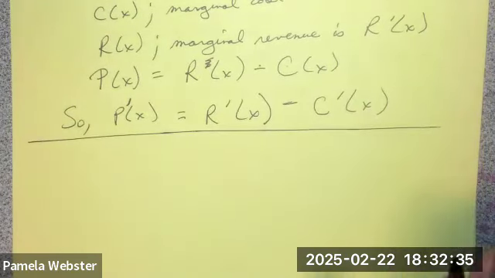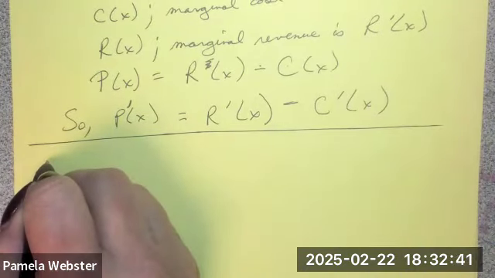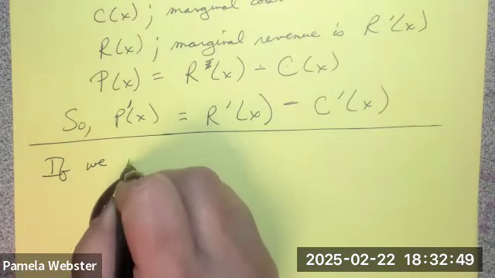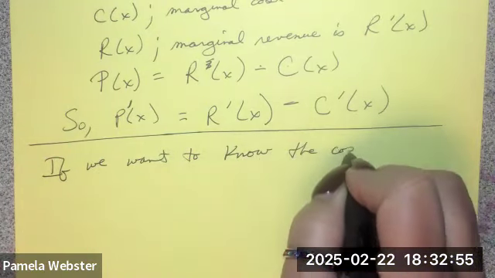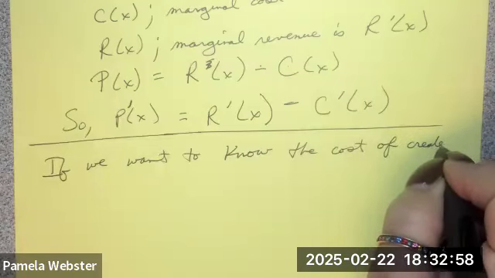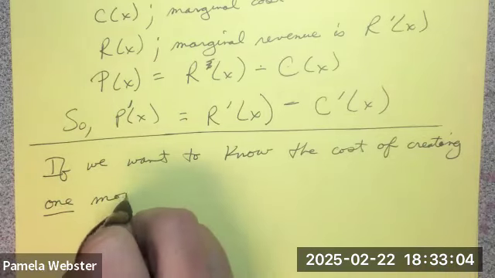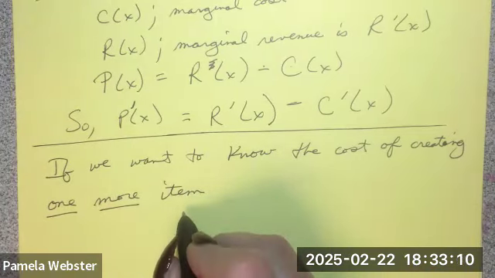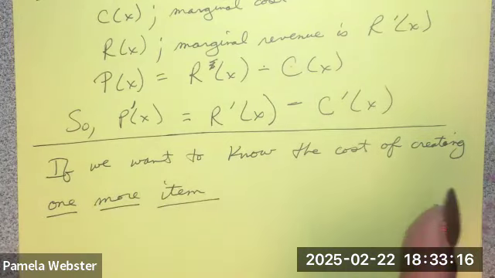Okay, so the way we use this a lot of times, you'll see it in economics, you see it in a couple of different business classes, if we want to know the price or the revenue or whatever, if we want to know, I'm going to go with cost of creating one more item. Okay, we want to know the cost of creating one more item. So it's just a single item. It's not the total number of items that we're creating. It's just one more item.